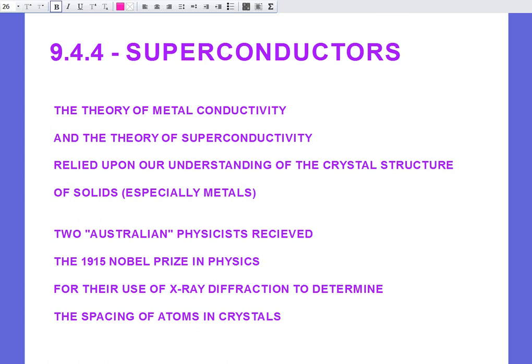This video is our introduction to 9.4.4 superconductors, and we're going right back to the beginning of the theory of conductivity. The theory of metal conductivity and the theory of superconductivity relied upon our understanding of the crystal structure of solids, and it was because of the work of two Australian physicists who received the 1915 Nobel Prize in Physics, the way they used X-ray diffraction to determine the spacing of atoms in crystals and let us learn about atomic structure and crystal structure. Because of their work, we now have a better understanding of how things conduct.